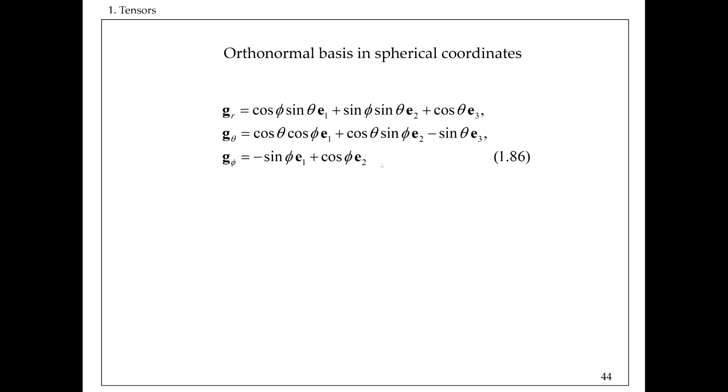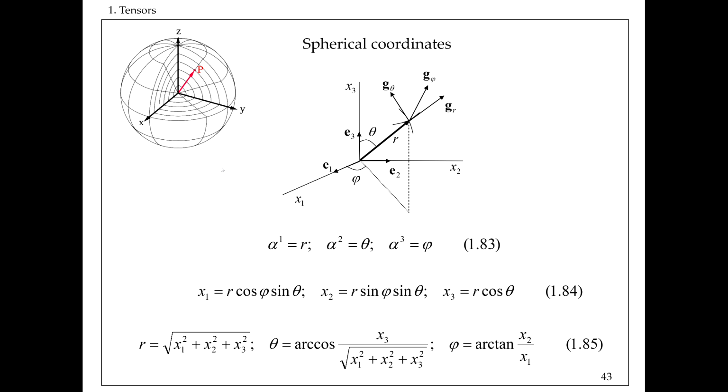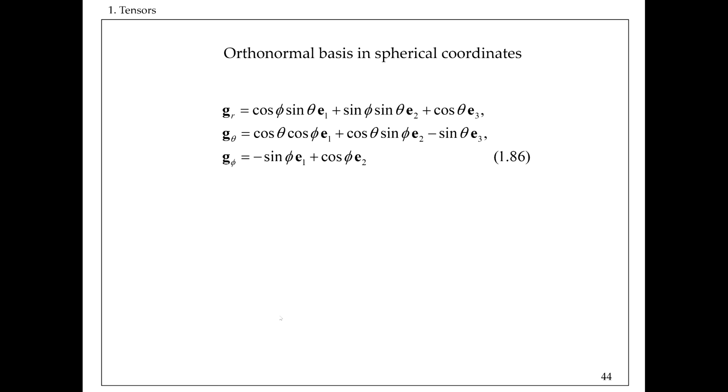They can be written in the following way, following exactly the same procedure as before, by using the expressions that we just derived, which define the relationship between the components x1, x2, x3 and r, phi, and theta. Then we can take all the derivatives and, with some manipulation, derive how they look for spherical coordinates in terms of e1, e2, and e3.